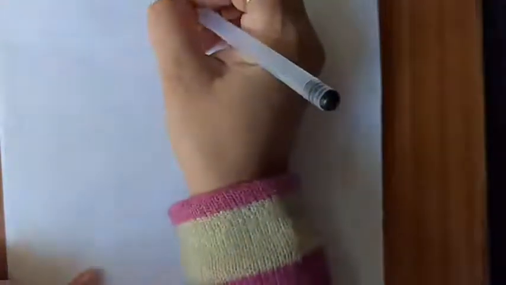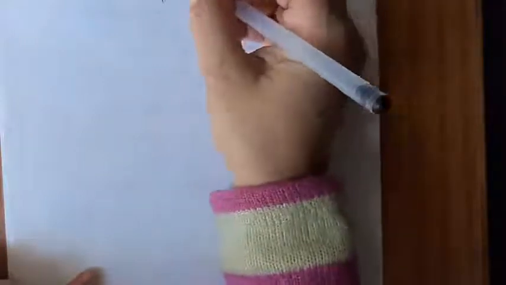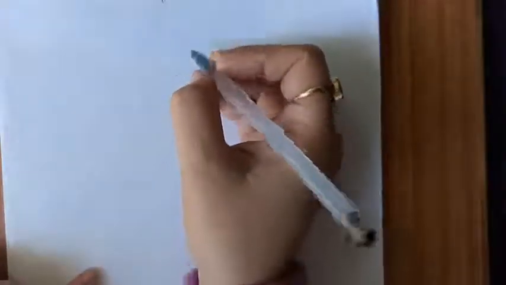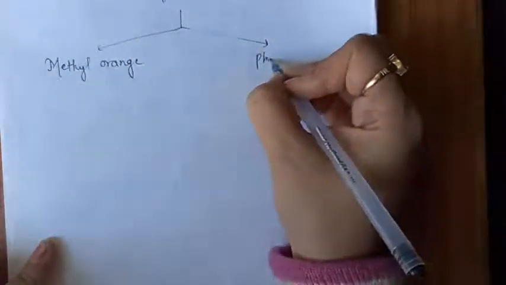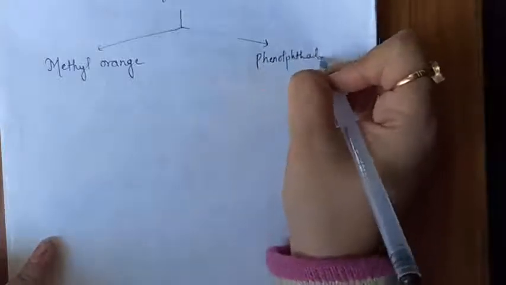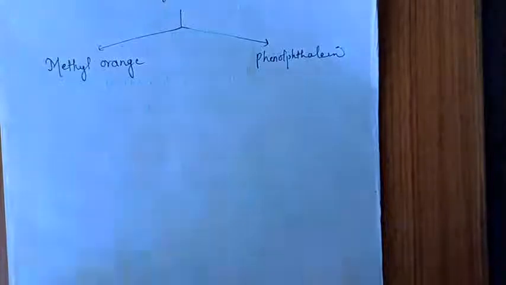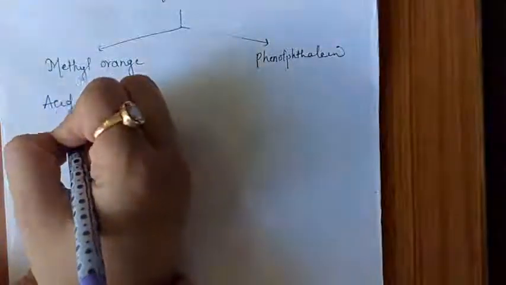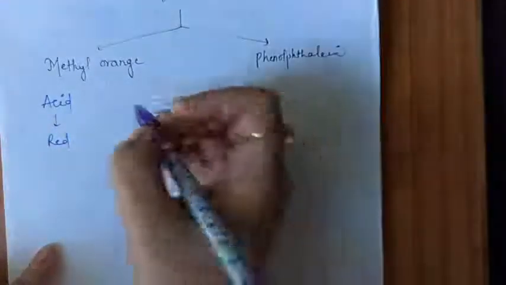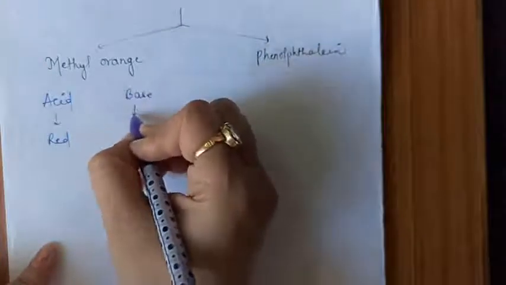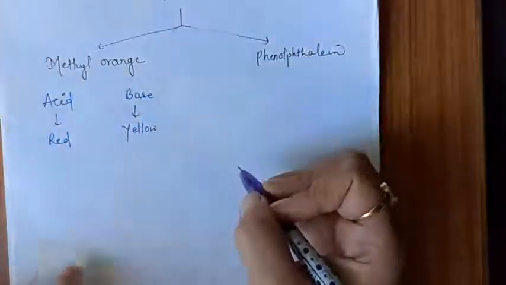So let's discuss the indicator, that is, what is the combination given and which indicator you will have to use. If this is the question, then let us discuss. In class 11, the indicators which can be used are methyl orange and phenolphthalein. Methyl orange is one indicator, and phenolphthalein is the second indicator. If you have acid, then methyl orange shows red color in acid, whereas it shows yellow color in base. This you have already studied in class 10th.